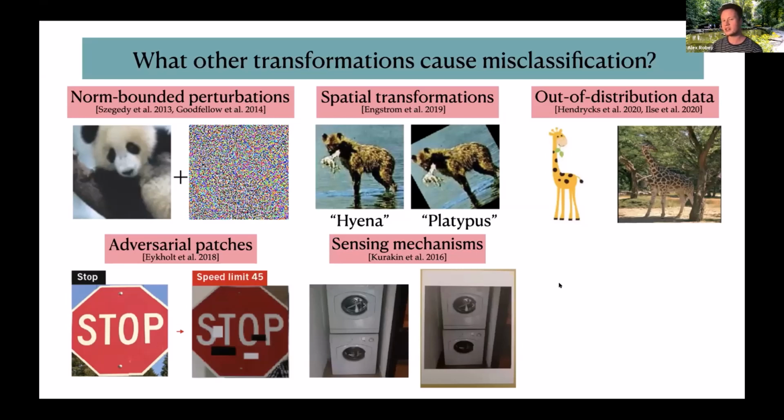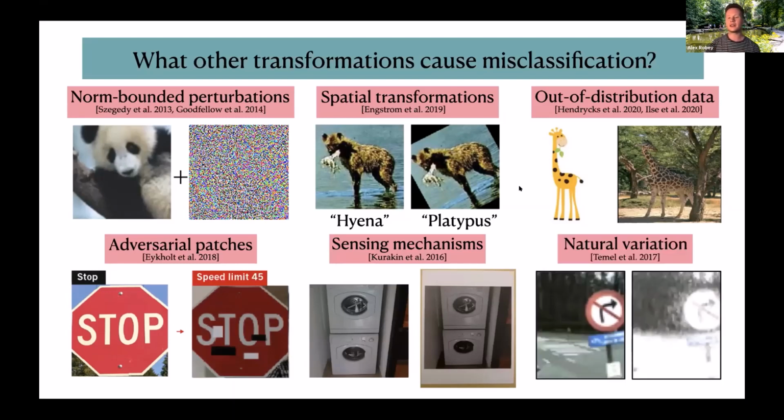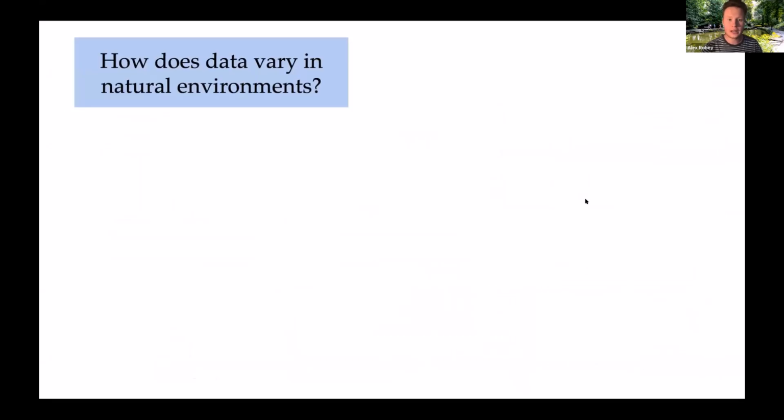So this paper from 2016 looked at the problem of: does the kind of camera that I'm using impact the performance of my trained classifier? And they found that it did significantly impact it. And finally, there's something that I'm calling natural variation, which is an intentionally broad term that I'm using to encapsulate any kinds of changes that arise in your data due to natural or dynamic environments. And it's actually this natural variation that I'm going to focus on. And I'm going to try and motivate how it differs fairly significantly from the norm-bounded perturbations that we looked at previously. So again, the central question here is, how does data vary in natural environments?